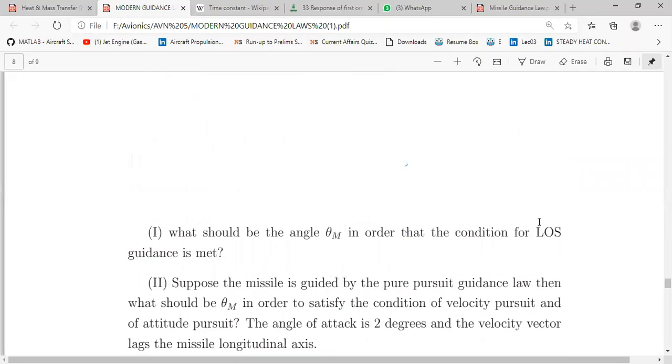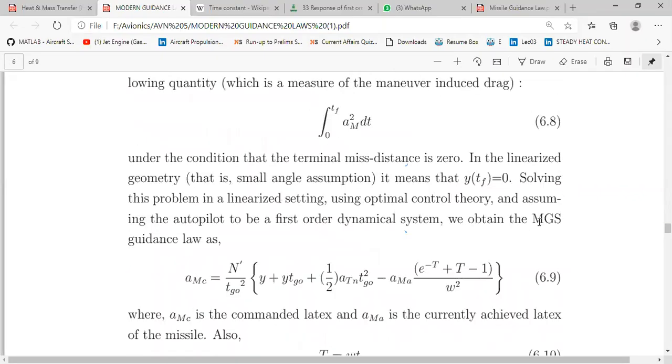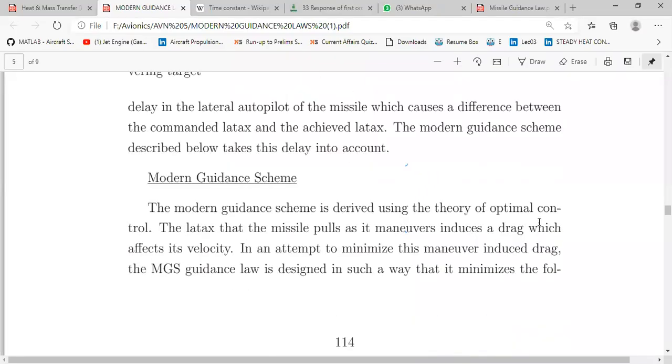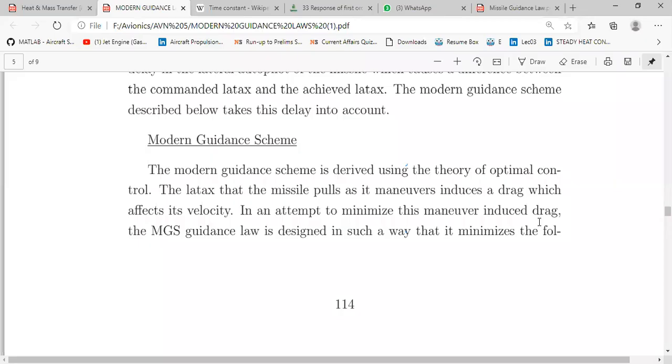So now we'll go back to the MGS, that is your modern guidance scheme. In the modern guidance scheme, we are considering the time delay that was faced by the autopilot or your lateral autopilot system. Using the optimal control theory, we are deriving the relation for it. And here what we are considering is the drag or induced drag the missile will be facing due to the maneuvering.